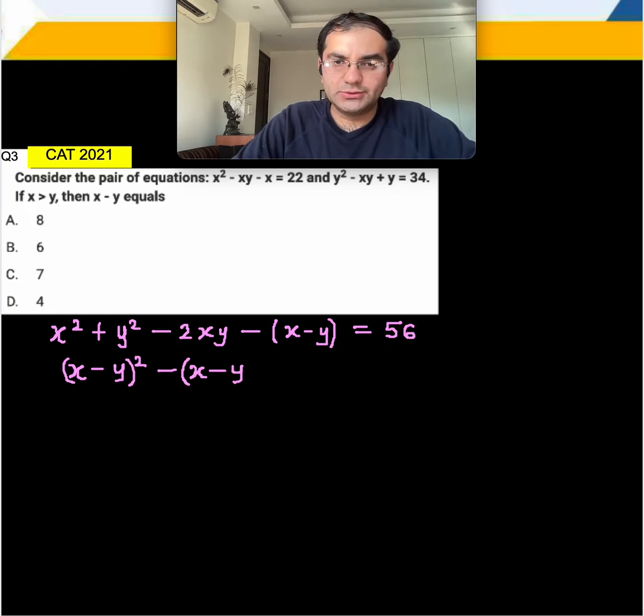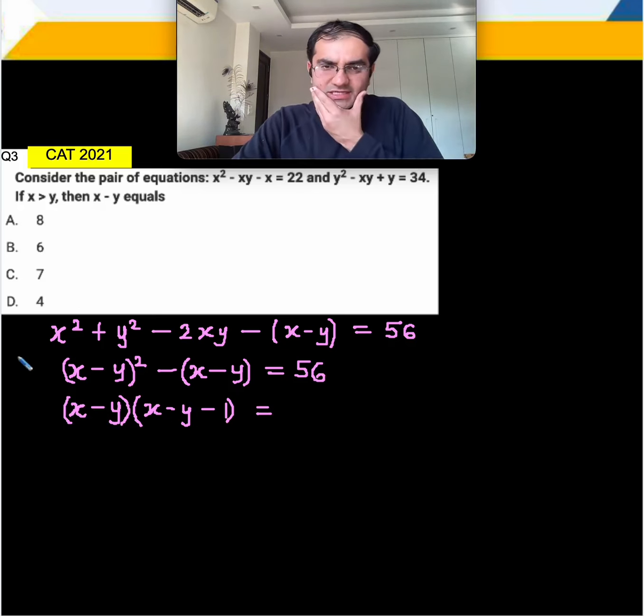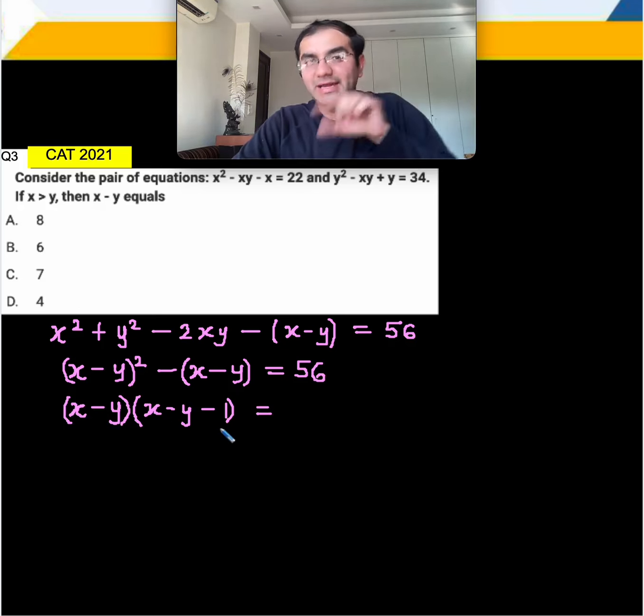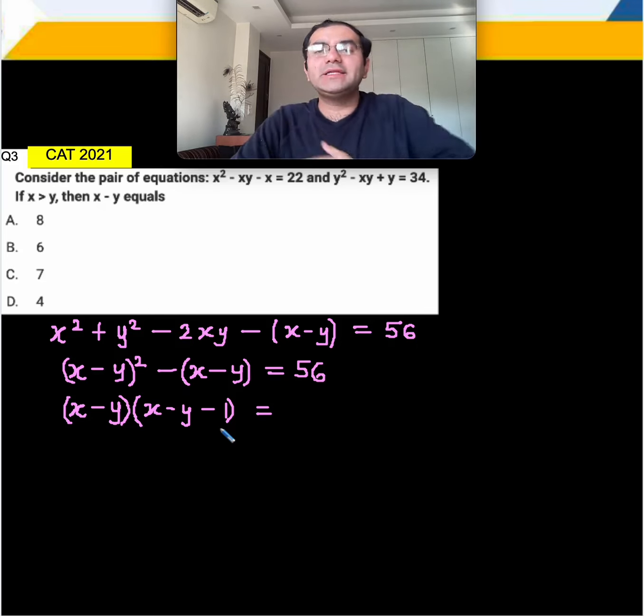Minus x minus y is 56. Take x minus y common, and you get x minus y into x minus y minus 1 is 56. Now look at this, x minus y into x minus y minus 1. What is this? It's a number into number minus 1. Number into number minus 1 is 56.